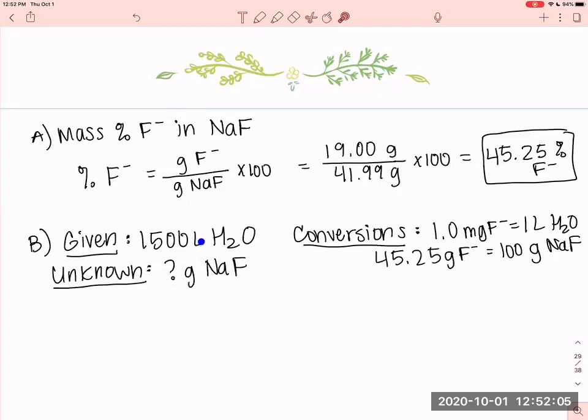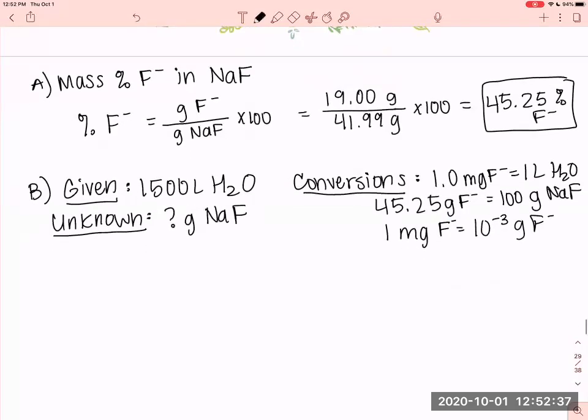I have liters of water. Liters of water take me to milligrams of fluoride, but I need to connect milligrams and grams. So I'm going to add another conversion factor: 1 milligram is 10 to the negative 3 grams, or you can say 1,000 milligrams is 1 gram. We'll make that for fluoride, because we are changing substances here, we have to be careful about what we're talking about. And then grams of fluoride take me to grams of sodium fluoride. So I have all the conversions that I need, and I'll set this up.